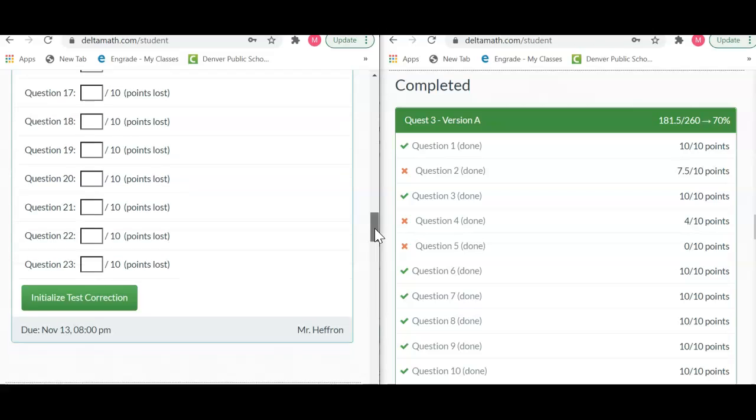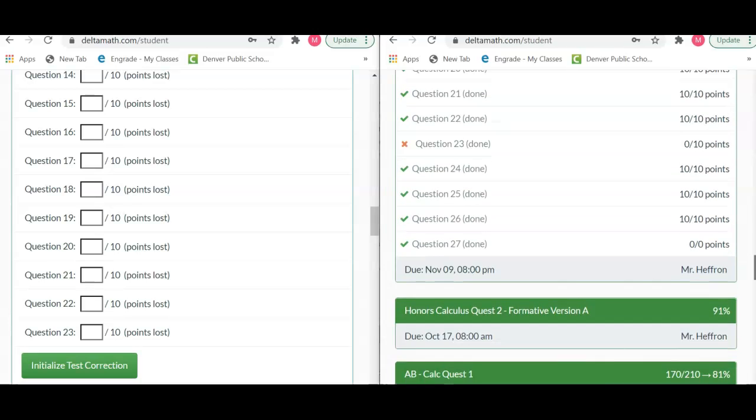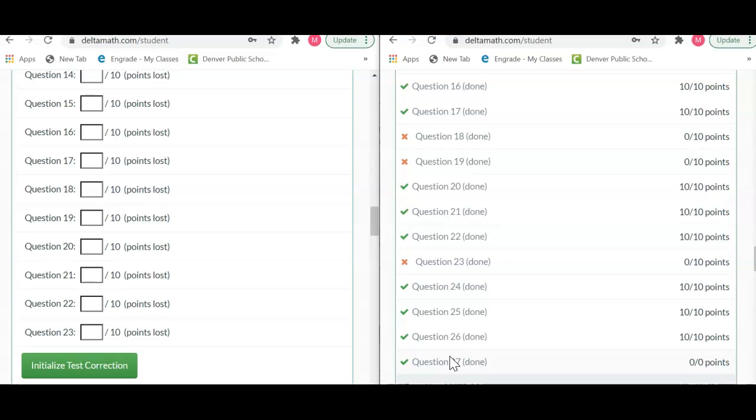Keep in mind, when you get down to the end, version A only goes to 23. 24, 25, 26, and 27 are skipped. Different versions skip different ones, so only record here the points that you got for these questions. So as I skip down, I'm not going to record anything for 27, 26, 25, and 24 because they don't show up here. But 23, I got 0 points, so I lost 10. 22, I got it all right, so I lost 0.